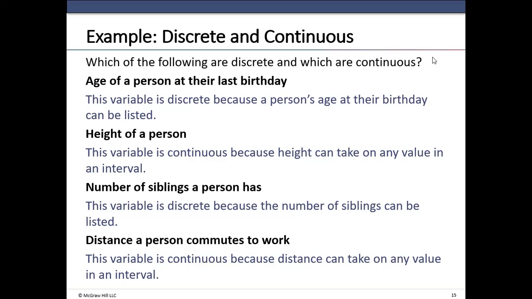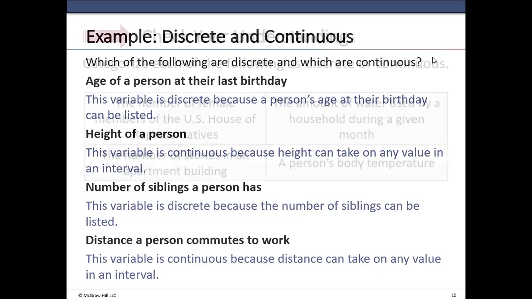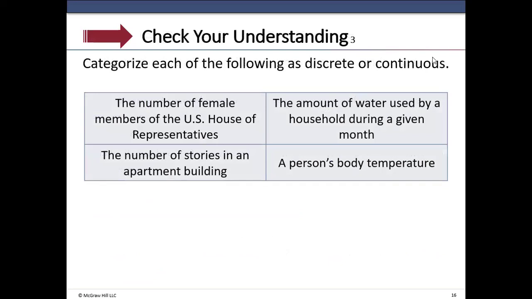Distance a person commutes to work, measured by the odometer of the car, is a continuous variable because distance can take any value in an interval. Categorize each of the following as discrete or continuous. Number of female members of the US House of Representatives, it's a whole number, so it's discrete. The amount of water used by a household during a given month measured by a meter is continuous. Number of stories in an apartment building listed, so discrete.